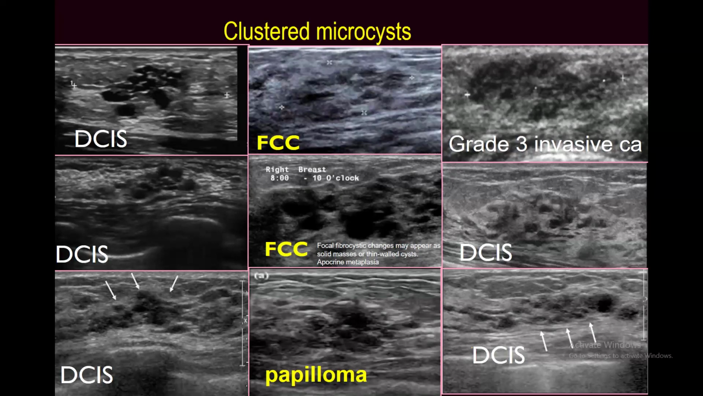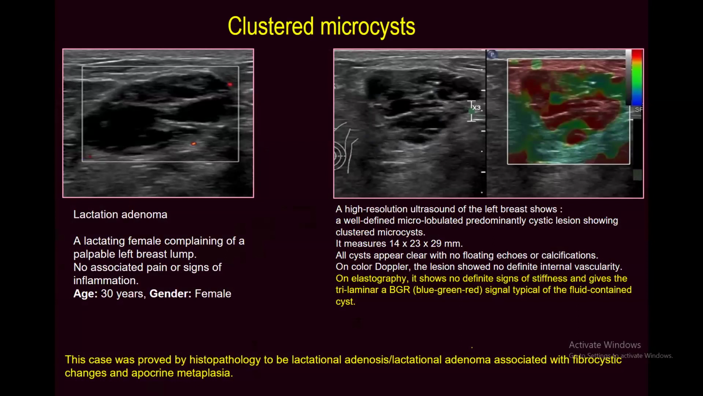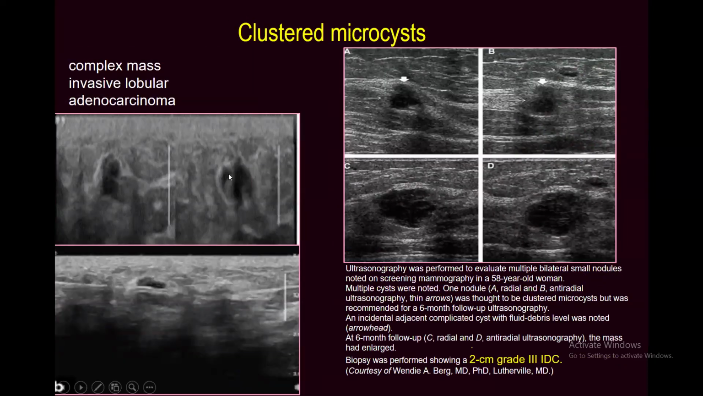Straightforward, we can go for BI-RADS 2, just a simple microcyst. Whenever we have seen some suspicious findings or atypical features, we have to proceed to biopsy. And also, apart from Doppler, we can use elastography. In this example of lactating adenoma with fibrocystic changes, the elastography helped us by giving the tri-layer typical appearance of fluid content lesions, the blue, green, red signals.